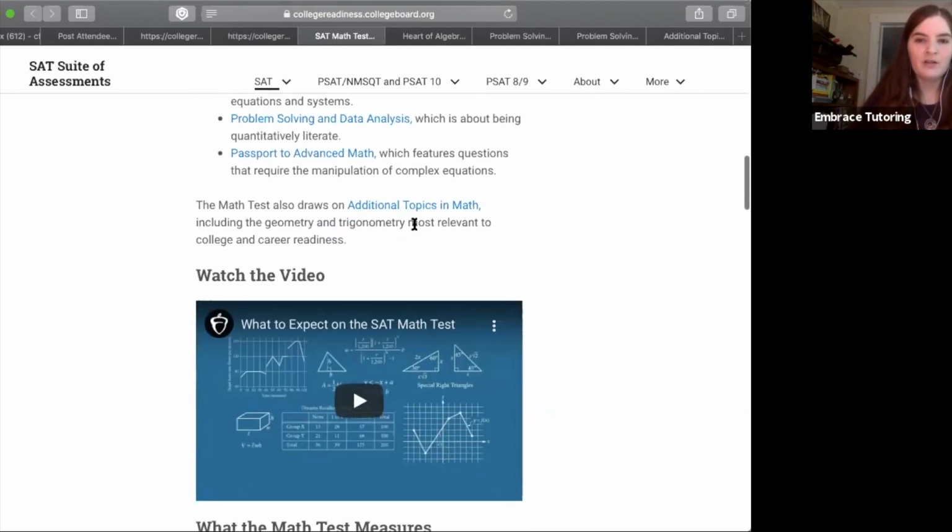There are additional topics in math that include things like geometry, some trigonometry, and pre-calc type questions, that are the most relevant to college and career readiness. So they're just testing the waters of your understanding of geometry and trigonometry and how to apply those skills for higher level math. Those would be especially important if you plan to go into a math or science type of field, in terms of your scores.